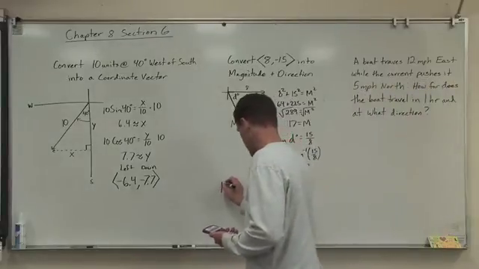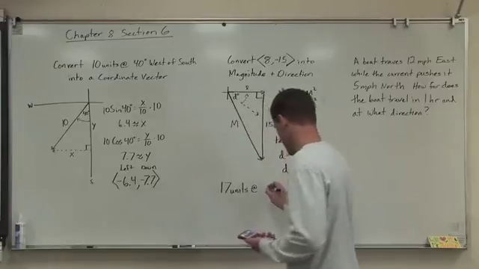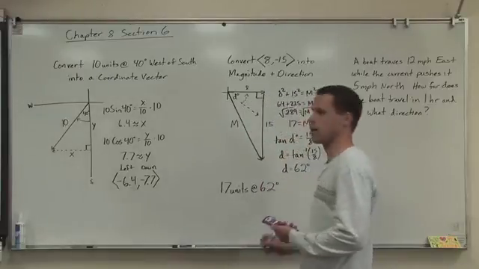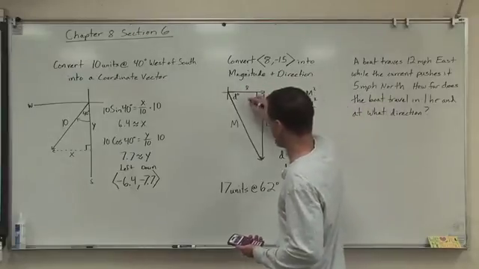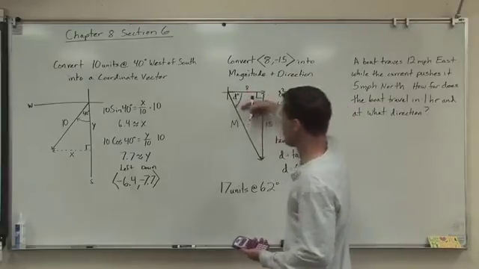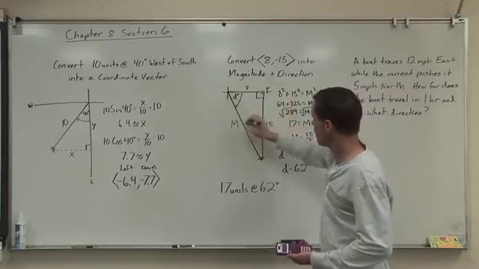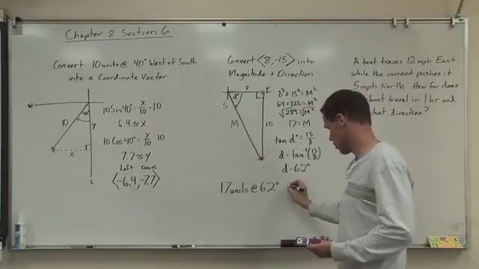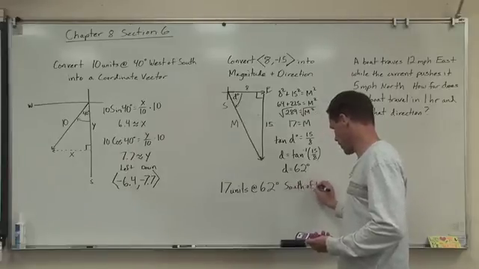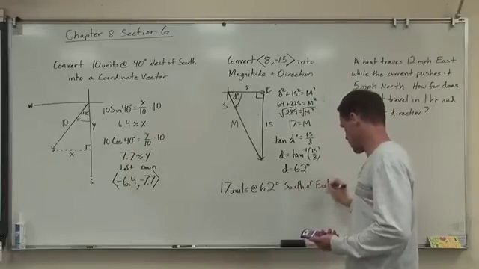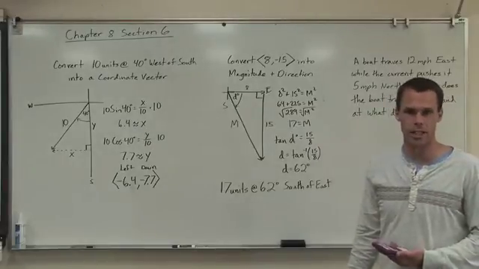All I have to do now is write up my answer. This is 17 units at a 62 degree angle, but I need to describe that angle. Well, if I put a little arrow in, this angle is opening down, so it's opening to the south from the east. So south of east. 17 units at 62 degrees south of east.